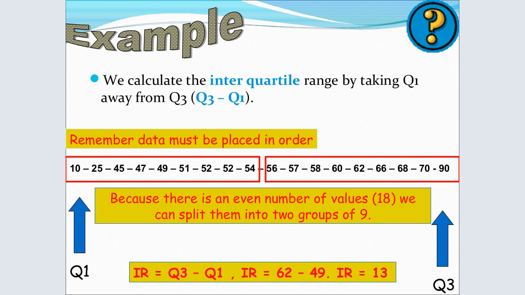Then when you talk about Q3, it is going to be given by 3 into n plus 1 divided by 4. So in this case, we are going to have 3 times 19 divided by 4. Who got the value?